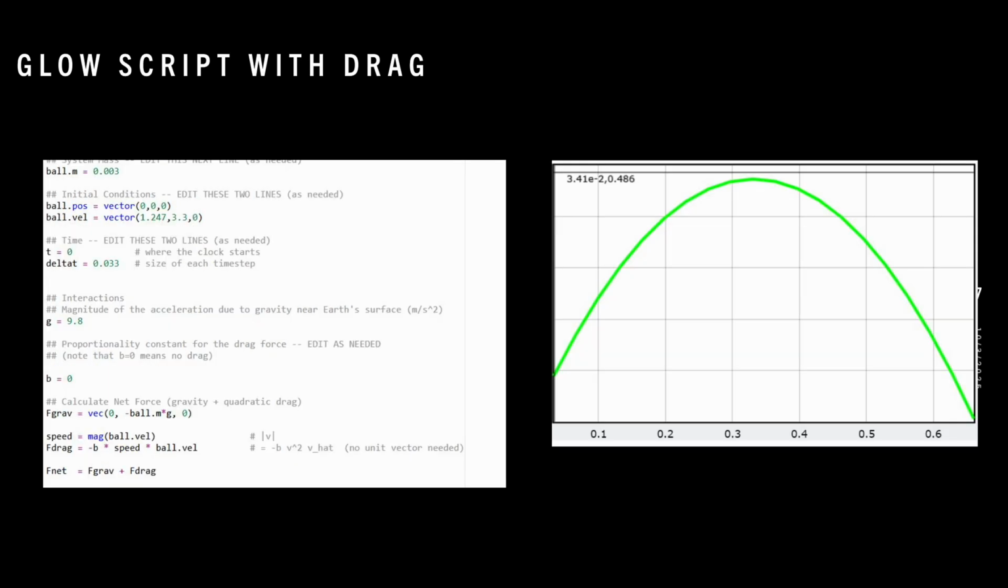The next graph was the same thing, however this time with drag. So to do this, we had to find the proportionality constant b and then input that into our drag force equation. Afterwards, all that was needed was to add it with our force of gravity to find Fnet, where the rest of our equations could remain the same, thus resulting in a similar but slightly different graph.